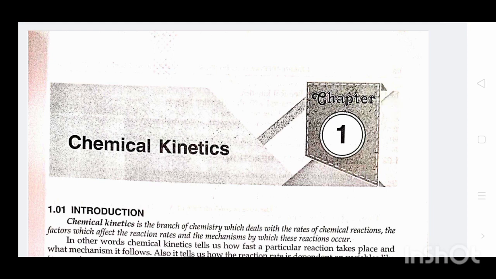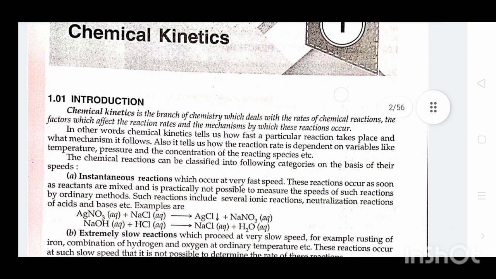Chapter 1: Chemical Kinetics. Introduction. Chemical kinetics is the branch of chemistry which deals with the rate of chemical reactions, the factors which affect the reaction rates, and the mechanism by which these reactions occur. In other words, chemical kinetics tells us how fast a particular reaction takes place and what mechanism it follows.